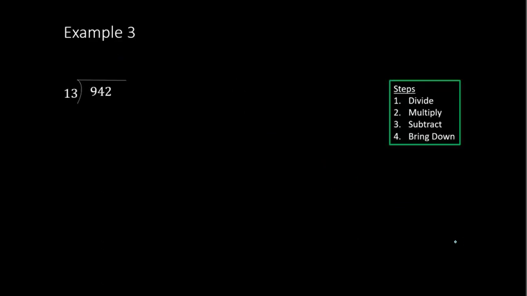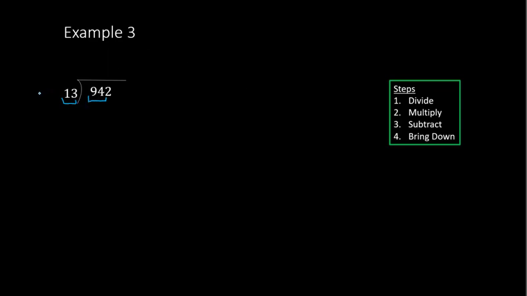Now let's take a look at one more example. Here we are dividing 942 by 13. Alright, so to do this, what we need to begin with is divide. So we're dividing the first two numbers, the 94, by 13. Alright, so when you divide, you're trying to figure out how many times does 13 go into 94.